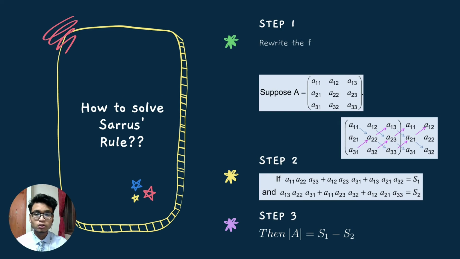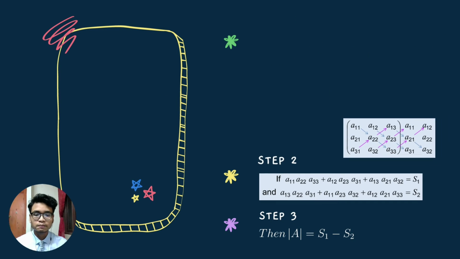How to solve using Sarrus' rule? Step 1. Rewrite the first two columns on the right side of the matrix and draw arrows extending along the diagonals. Step 2. We calculate S1 and S2. S1 is the diagonal with the blue arrow, and S2 is the diagonal with the purple arrow. To calculate S1, take the product of the first diagonal plus the product of the second diagonal plus the product of the third diagonal. Lastly, step 3. S1 minus S2, so we get the determinant.